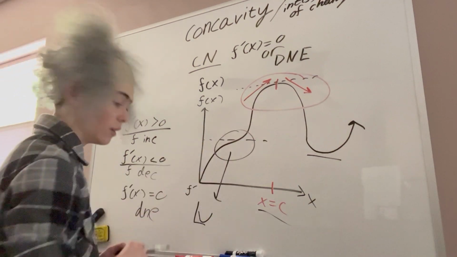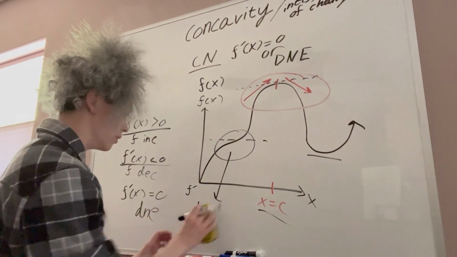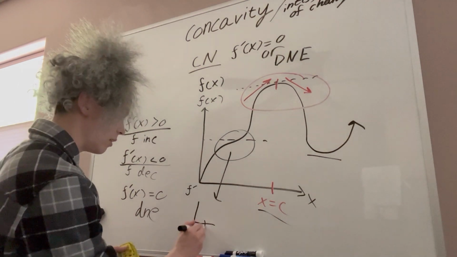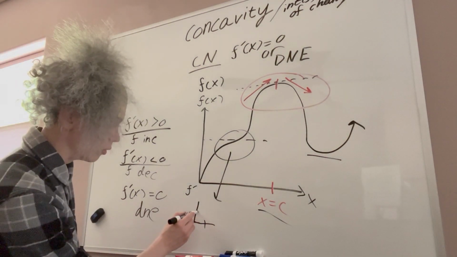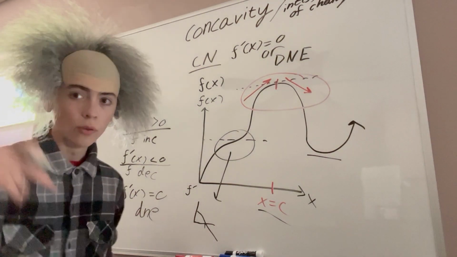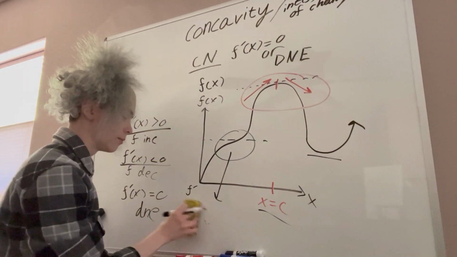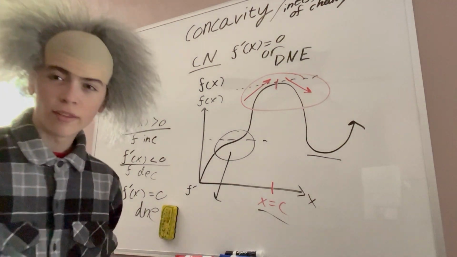Whereas here at this part, you go from increasing to decreasing. Your critical number here at x equals c, your function would more so look like this, your f prime of x function. You go to 0, you pass it. Now you're negative, right? So that's kind of the basics of critical numbers.